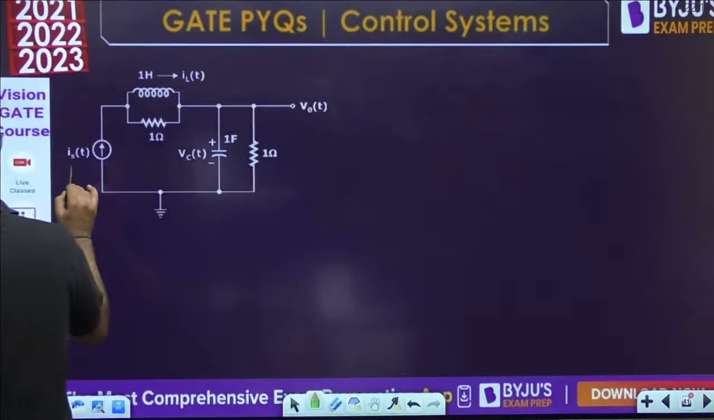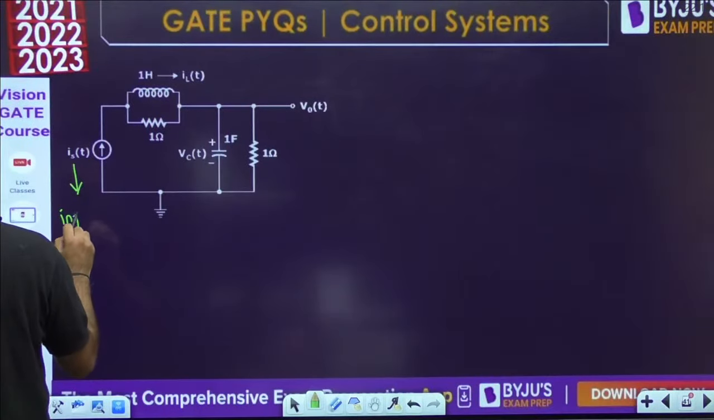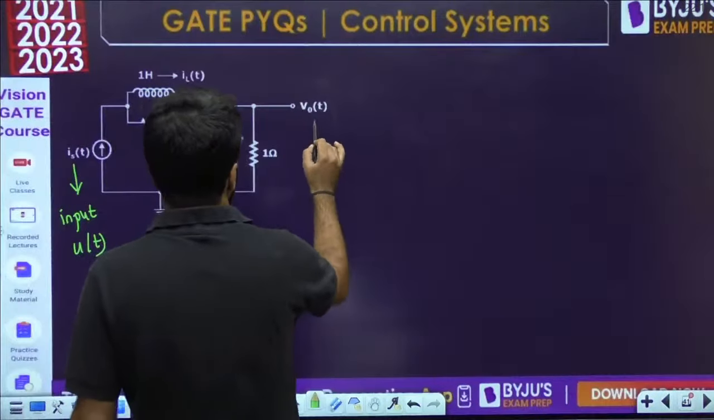So this is your input. It converts the input current source, let's call the input u(t), to the output voltage.